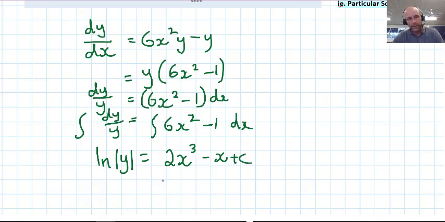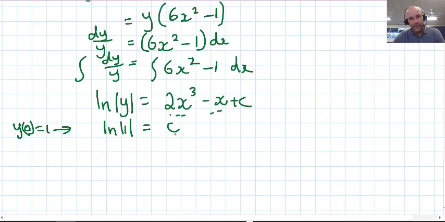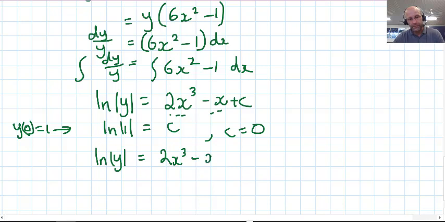Now we use that information: when x is 0, y equals 1, so that gives us somewhere to go. We know that log of 1 will equal c, basically, because the two terms containing x will go to 0. And log of 1 equals 0, so c therefore equals 0. So we have log of absolute y equals 2x cubed minus x.